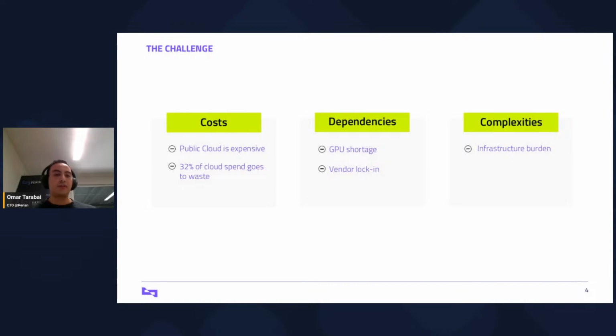There are also problems around dependencies. GPU shortage is a problem that we've all probably heard of or experienced at some point in the last few years. Then there's the problem of vendor lock-in. If you're working with one of the hyperscalers or any of the cloud providers for a while, after a while you're locked in. Migrating to another cloud provider, if there is, let's say, better hardware availability or better pricing, is a whole other cost that you need to take into account. And of course, other complexities around the infrastructure burden, around taking care of your infrastructure, your DevOps, and so on.